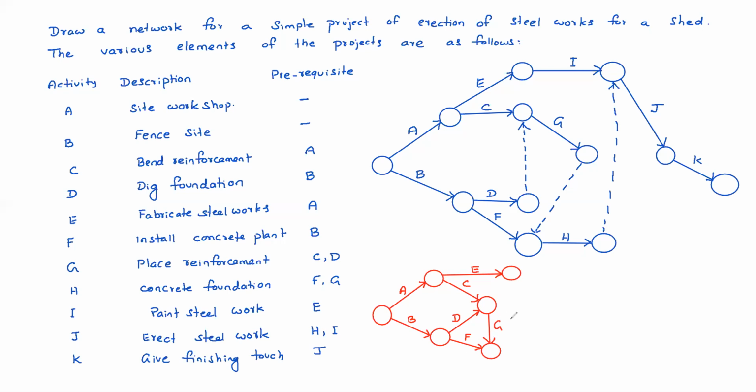Then H and I can be connected. That means from E directly we can take I like this. From H also you can directly connect like this. You can remove that dummy. H and I, then J, K.